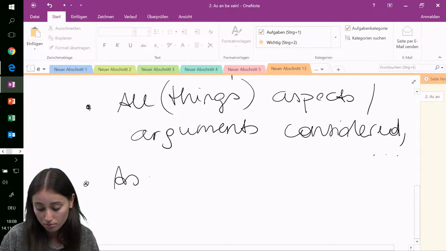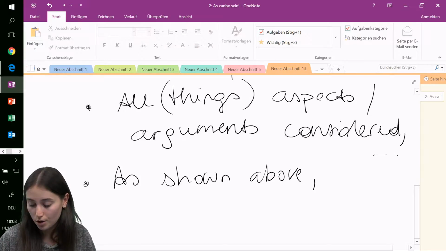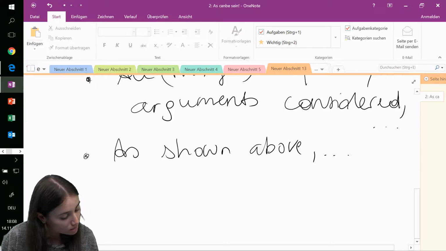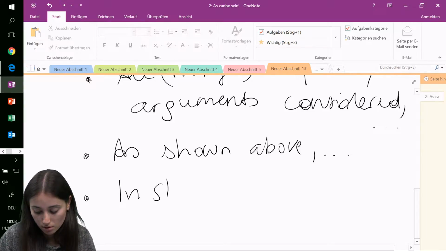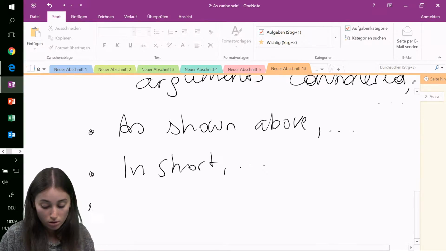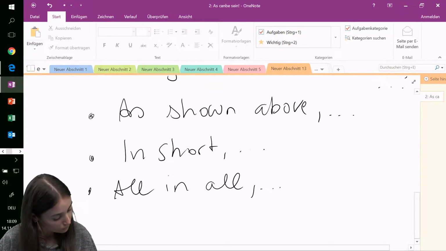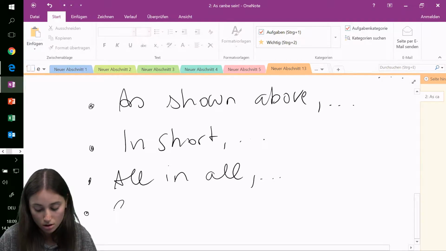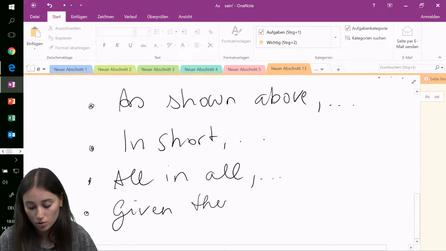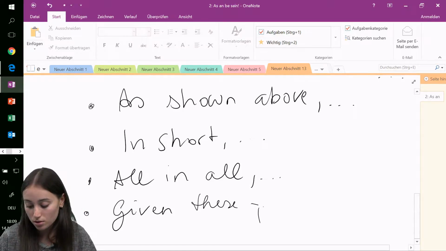As shown above, in your written exams, comma, dot, dot, dot. In short, all in all, so given these points, so you see you have a big variety which ones to use. Of course, some are used more often than others.